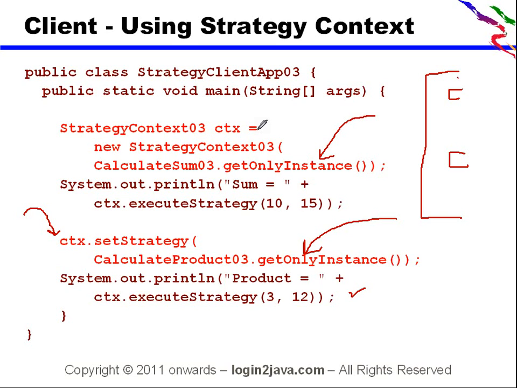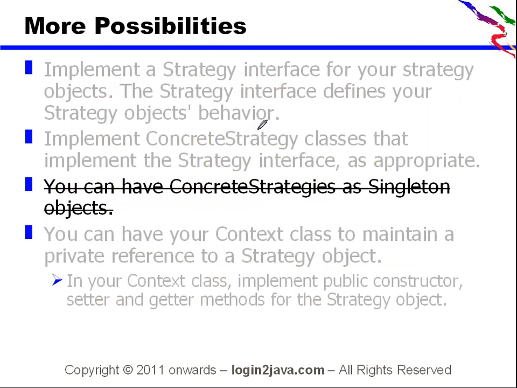More possibilities. Now you can think of other possibilities also. Suppose you can have concrete strategy as singleton. We don't need the singleton behavior, and we need to have a separate instance. Maybe the application requirement is like that. So you need to drop the singleton behavior, and instead of using the getInstance method on concrete strategy, you need to use new ConcreteStrategy.